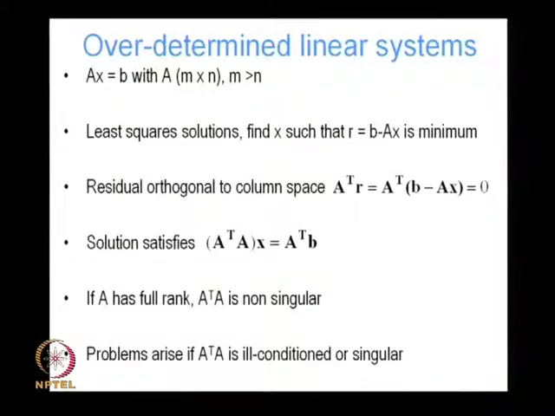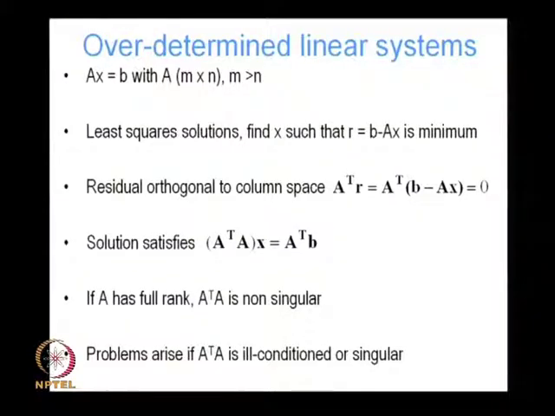So for instance, an example of an overdetermined linear system is when we want to find the least square solution to a problem Ax is equal to b. So we want to find the solution x, which is the best solution in some norm. For instance, for the least square solution, we want to find the solution which gives the minimum residual in the L2 norm, right? We want to find x such that r is equal to b minus Ax is minimum, and minimum in the L2 norm.